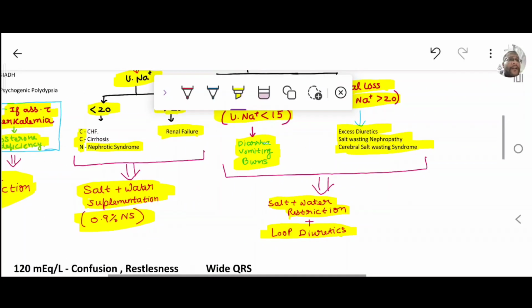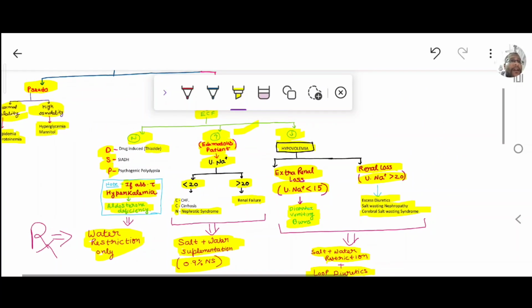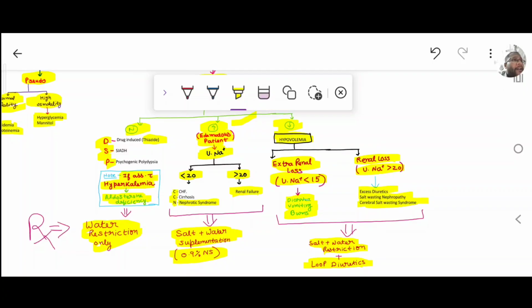So this is a very important slide, guys. You have to remember this by heart. It is constantly asked in the INICET and NEET PG examinations. This is very important, guys.